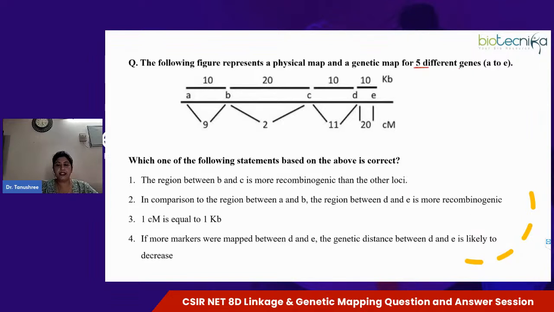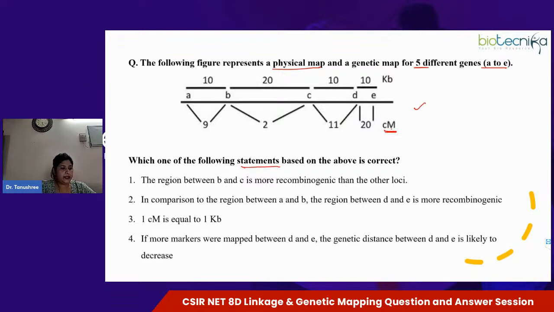Now moving to another question: the following figure represents a physical map and a genetic map for 5 different genes, A to E. Which one of the following statements based on the above is correct? So you have to study this particular figure given, and based on that, going through the statements, you have to find out which of the statements is correct. So here you can see that both the physical map and genetic map are given. The physical map is where the distance between the genes is measured in terms of base pair, and the genetic map is where the distance has been calculated on the basis of recombination frequency, and is measured in terms of centimorgan.